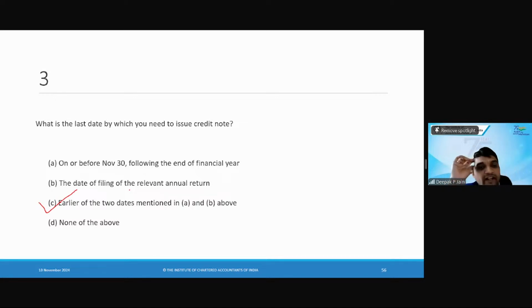That's why I made that mistake, to check whether after correcting it, you are changing your answer. You're correcting your answer, which is not correct. Even though it was September or November, after the amendment you can issue the credit note by that date or the filing of annual return, whichever is earlier.